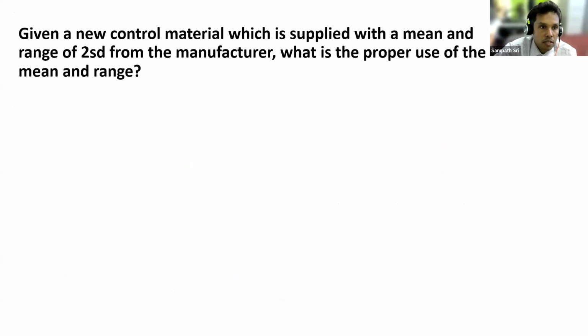So the first scenario is, if we have been given a new control material which is supplied with the mean and a reagent of 2SD from the manufacturer, what is the proper use of the mean and range? I'll give a few minutes to think about it. I mean, a few seconds.